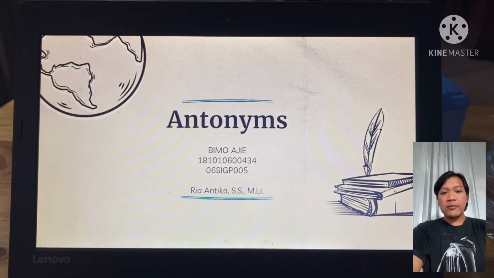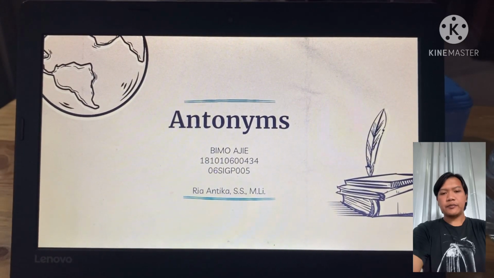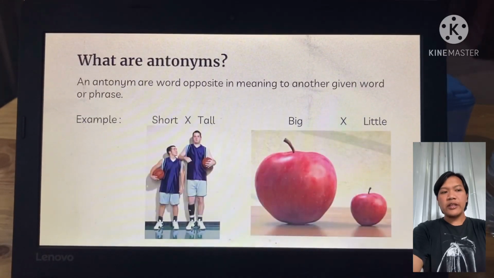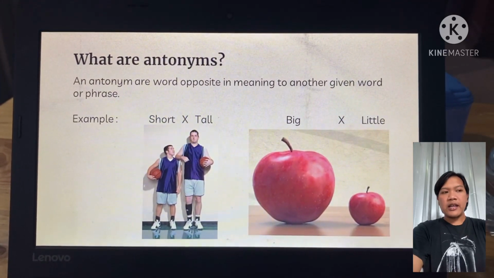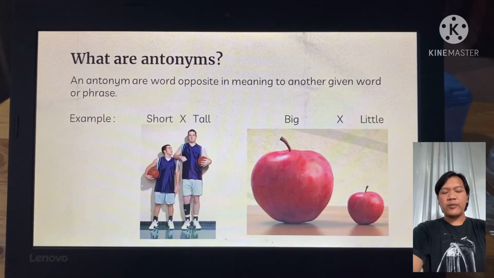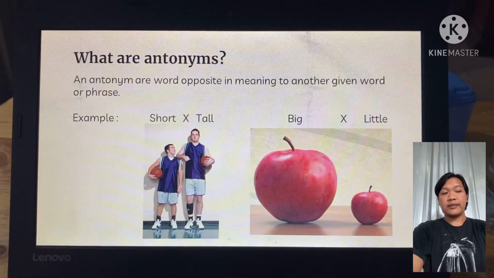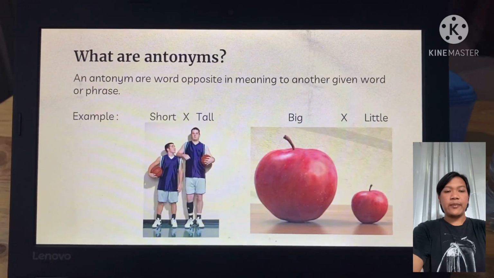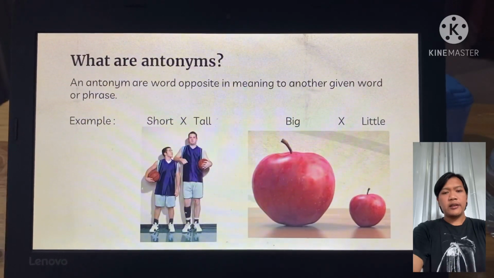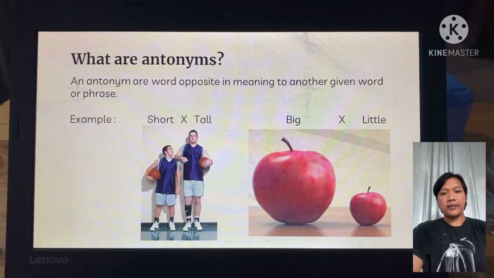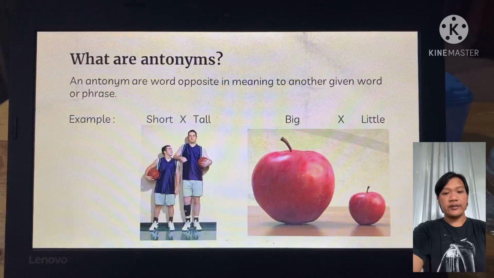I want to explain about antonyms. What are antonyms? Antonyms are words opposite in meaning to another given word or phrase. Example: short and tall, big and little. You can see the picture.